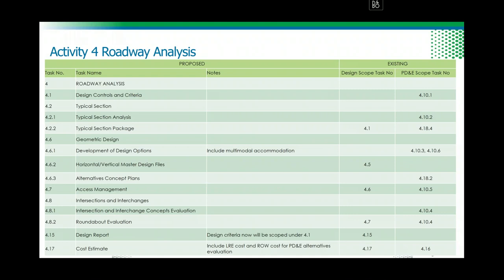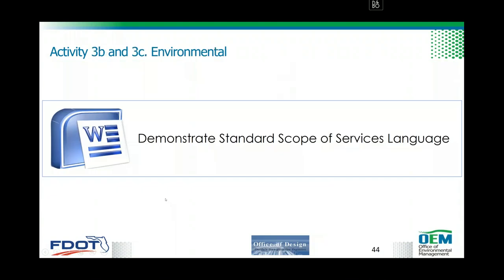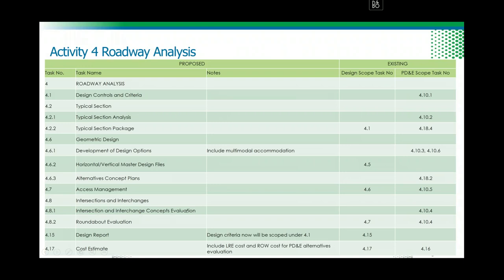From PD&E, we'll be capturing that. The same information that you're going to be using to develop design options, you'll be using to develop horizontal vertical design files. At the same time, you'll be able to prepare those concept plans that you can carry with you in a public meeting, or meetings with other agencies relevant to the project. Access management from PD&E is 410.5, and then design is 4.6, so we combined them together under 4.7. Intersections and interchanges, we've added intersection and interchange concept evaluation, which we have in PD&E as 410.4. Roundabout, as we have now, is 4.7, and also in PD&E covered under 410.4. So now at least you can see how those activities were merged together.